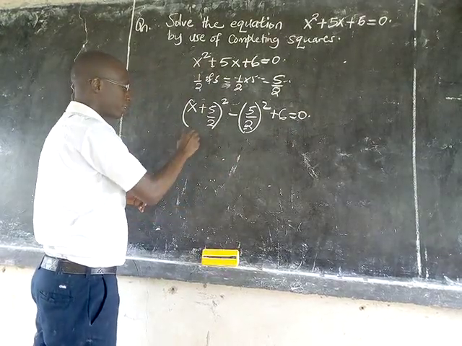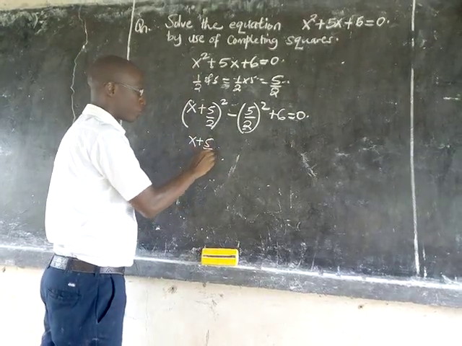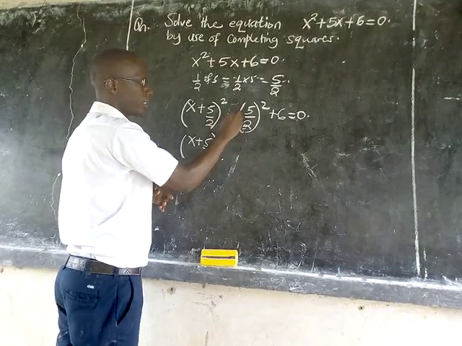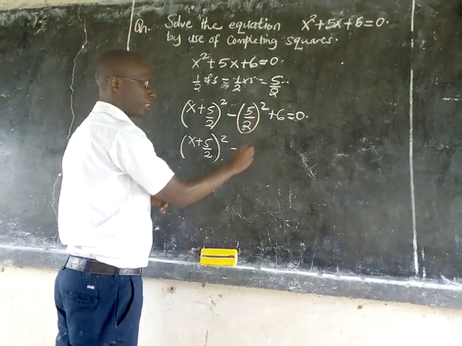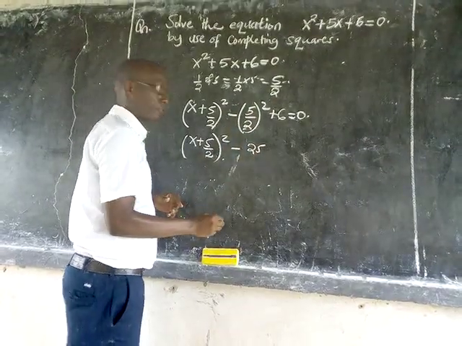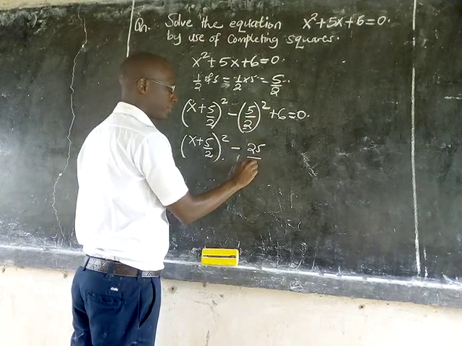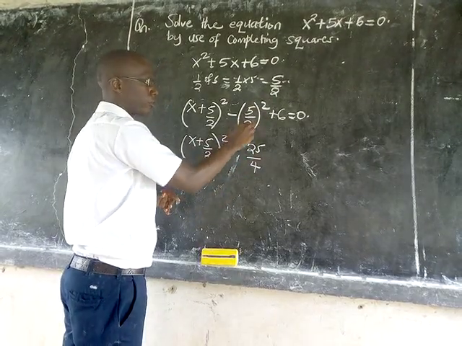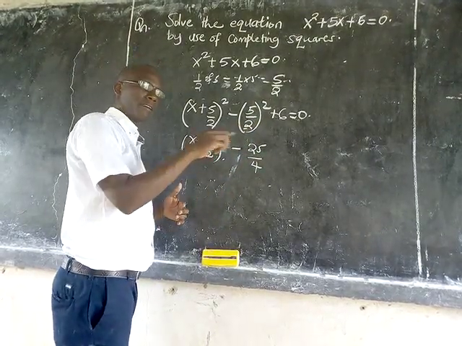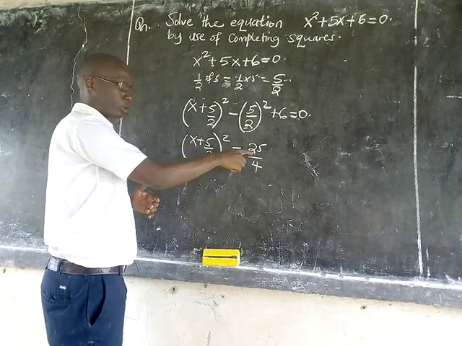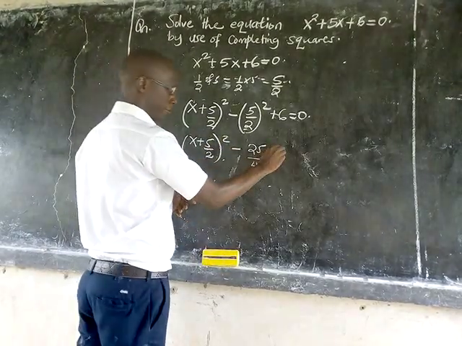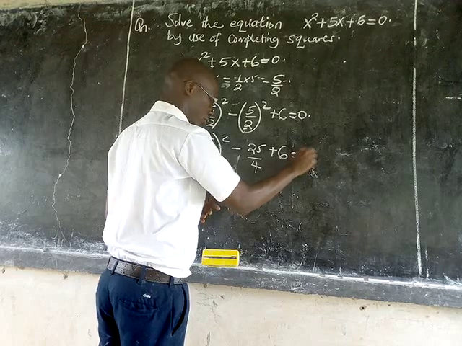Then let's simplify. x plus 5 out of 2 squared minus 5 squared is 5 times 5, which is 25. 2 squared is 4. So 5 out of 2 squared means 5 out of 2 times 5 out of 2. 5 times 5 is 25. 2 times 2 is 4. Plus 6 is equal to 0.